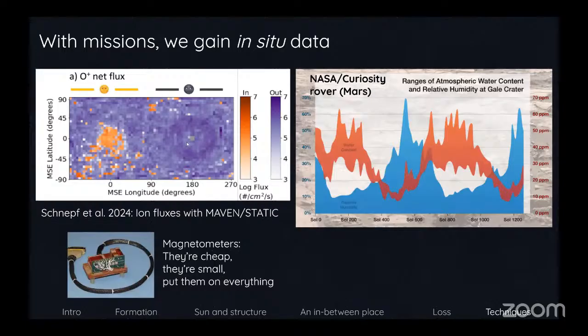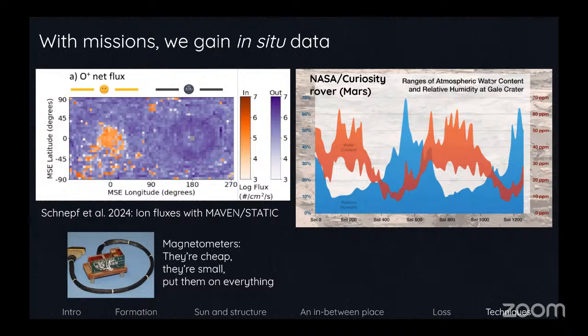So now some additional examples of things we can do with missions. Missions are great because we can get in situ data, which just means we are at the place where the thing we're observing is. Of course, not possible for many bodies in the solar system, but we have a wealth of this data from Mars, some from Venus, some from other planets.